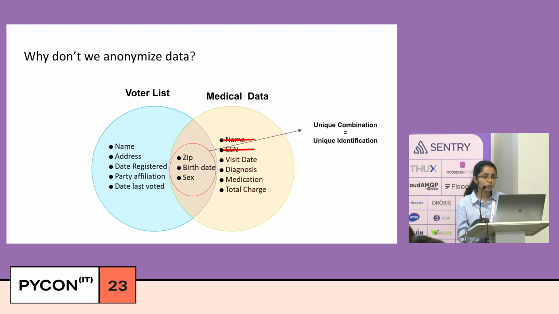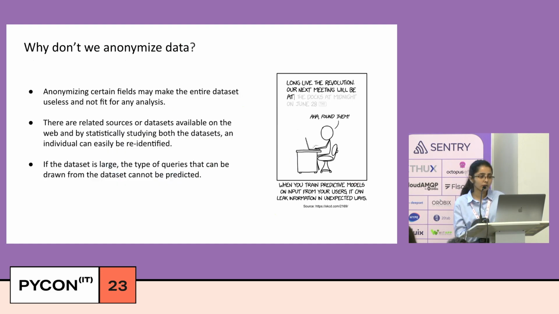This was in fact a true incident in which a politician's data was leaked because the combination of zip, birth date, and sex was unique for him. So this is possible. Linkage attacks are possible in which even though you redact information, there might be some other data set available publicly through which a user can be identified.